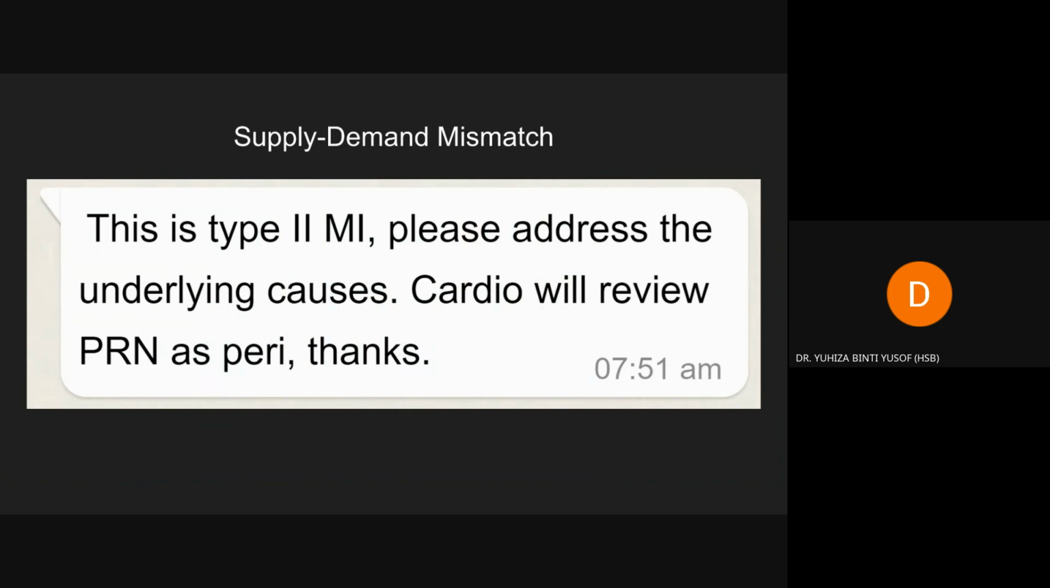So another form of shock, which was alluded to before, is supply-demand mismatch. So this is the more accurate representation of tissue level shock. But there are practical problems with it because we can reasonably infer the state of supply, but the state of demand is much more difficult to extrapolate.